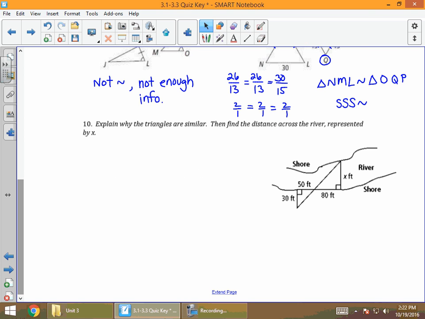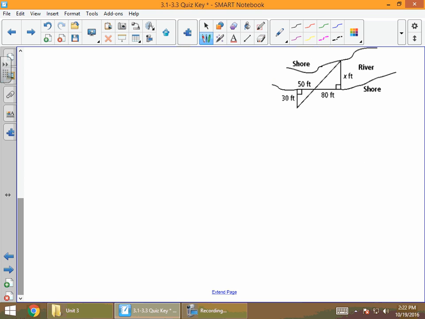And number 10. Number 10 is worth 2 points. It says, find the distance across the river represented by X, and I gave you 1 point if you found X. And it says explain why the triangles are similar. So explain why is 1 point, find the distance is 1 point. So those are the 2 things that I'm trying to accomplish here.